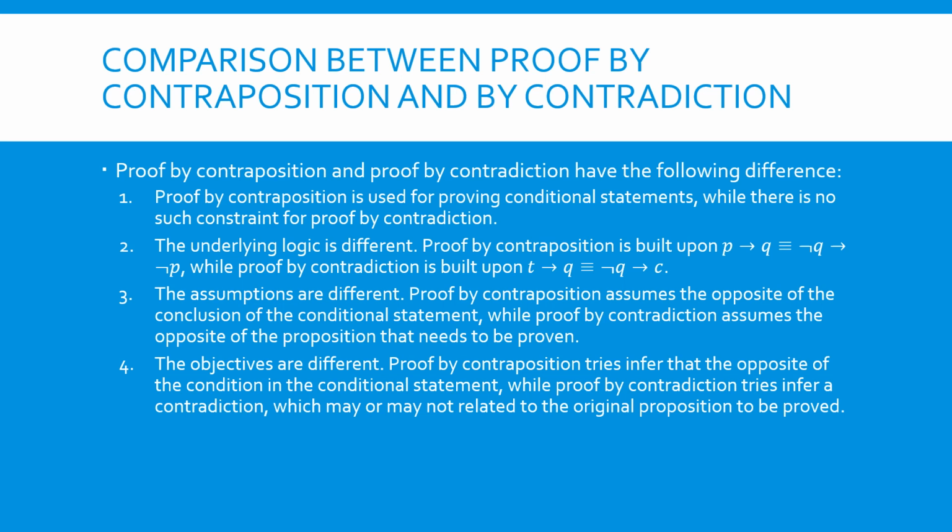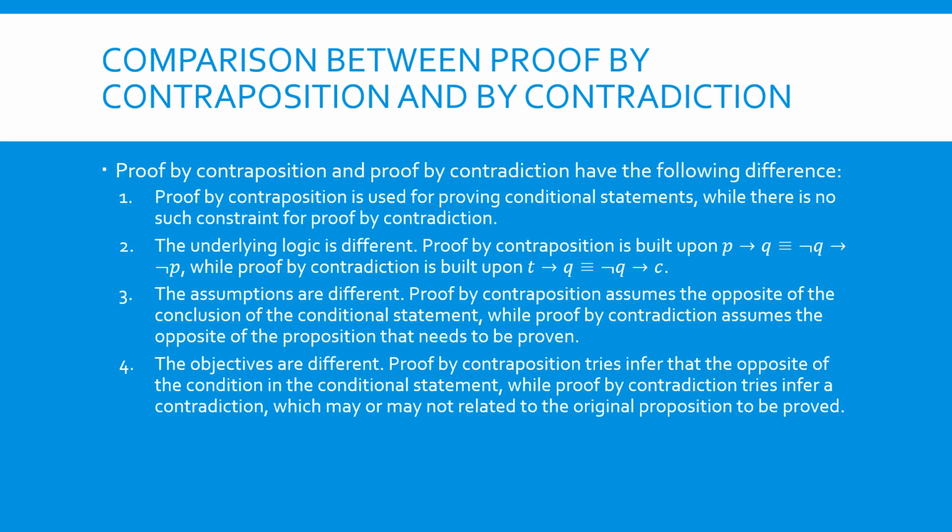Given the similarity between proof by contraposition and proof by contradiction, it would help us to understand them better by comparing the differences. The two proof techniques have 4 major differences. First, they are used to prove different types of statements. Proof by contraposition is often used to prove a conditional statement, while proof by contradiction has no such constraint.